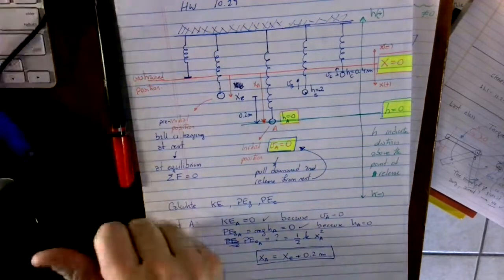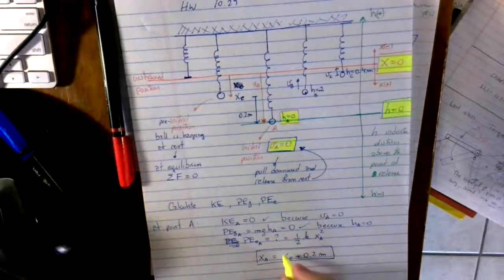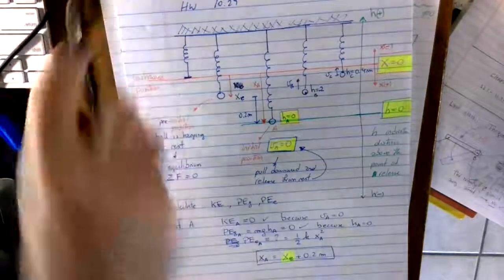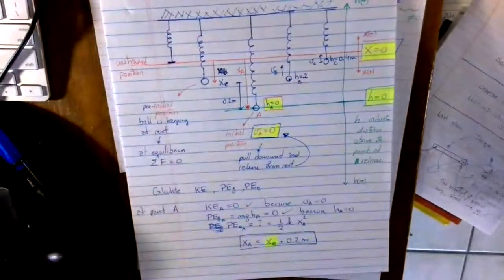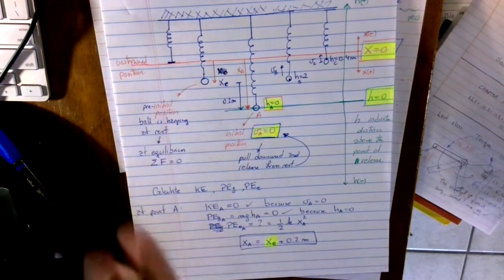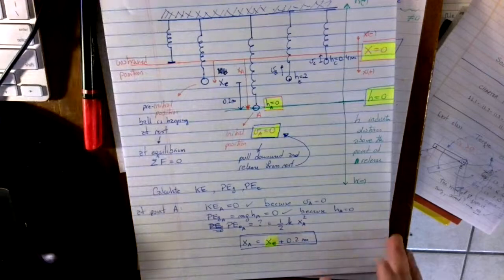So what we need to calculate now is XE, right? This is not given in the problem. So how do we get XE? Any hints here, looking at the problem? We need to calculate XE, because there is no way to calculate XA unless we know XE, the equilibrium position. Any hint?